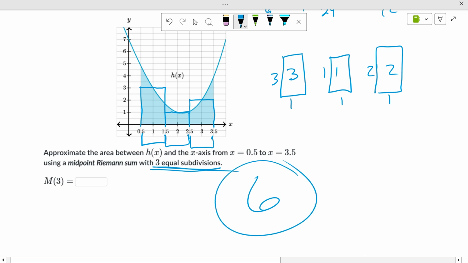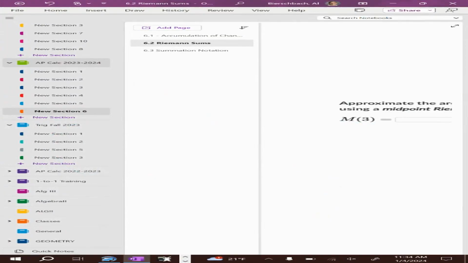Okay? So that's the basics of Riemann sums. Then we'll get into the advanced after lunch. So, well, let's get to work.